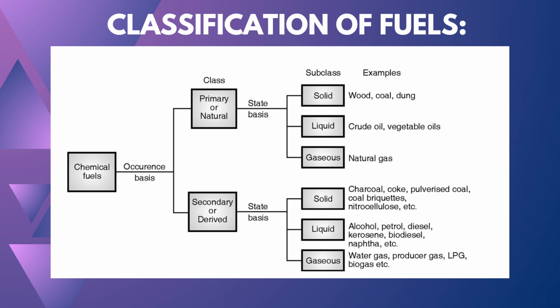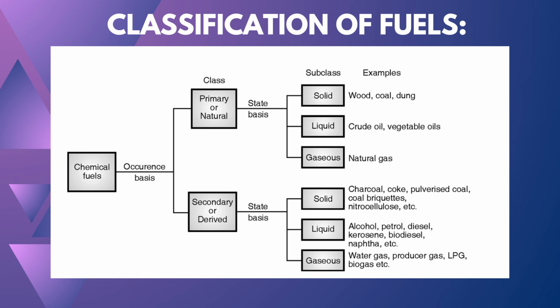Let's see the classification of fuels. Fuels aren't just one thing, as they come in many forms. We can classify them based on their occurrence and state, as given here. As we can see, fuels are divided into two types or classes, namely primary and secondary.